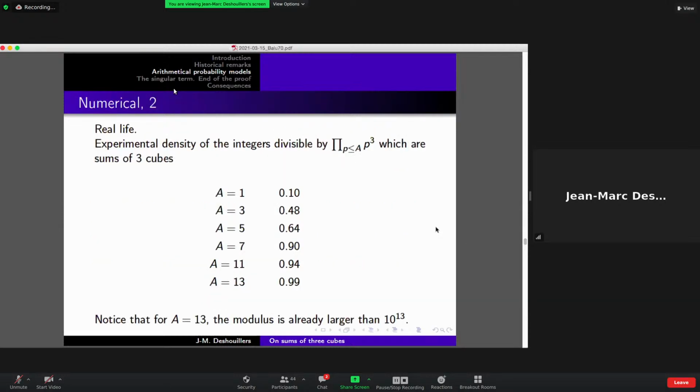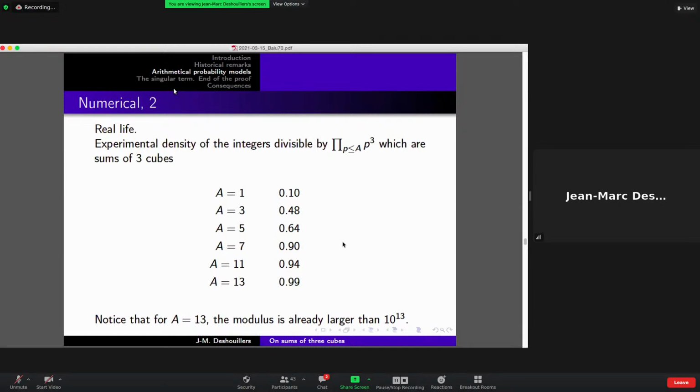Now, in real life, we look at the integers which are divisible by the product of p cubed when p is small. If a is equal to 1, that is to say you don't ask for anything, you see 0.99999, so let us say it is 1/10. As soon as you start to put some of them, I don't have the result for a equal to 2 here. Well, for a equal to 3, you have something which is almost half of them. If you go up to 5, you have 64. If you go up to 7, you see that very quickly the density tends to 1.